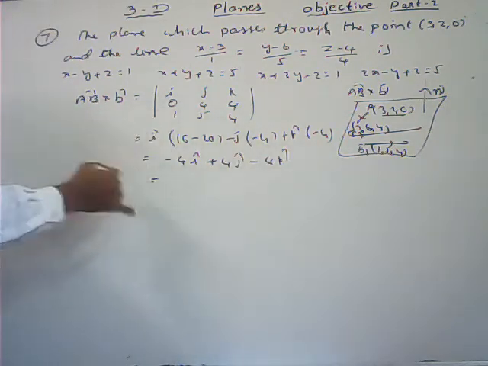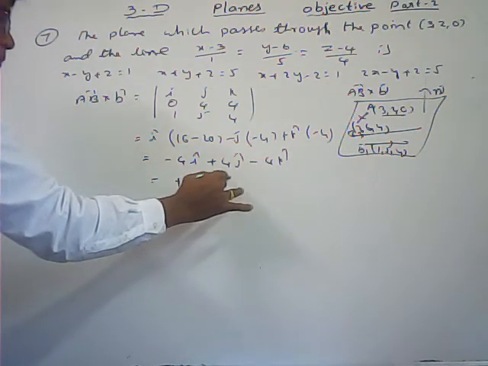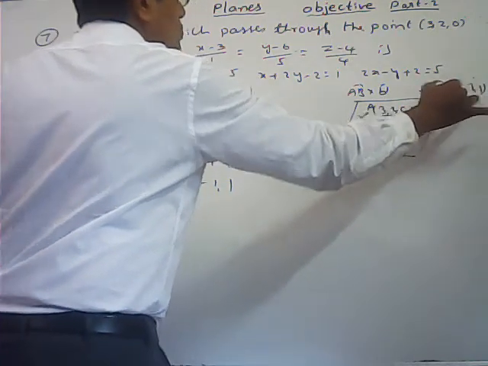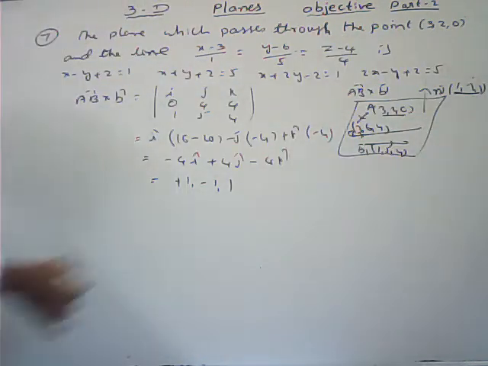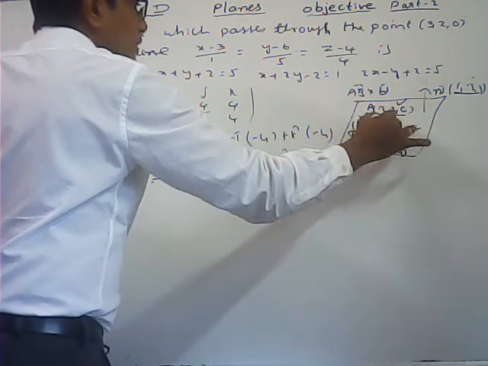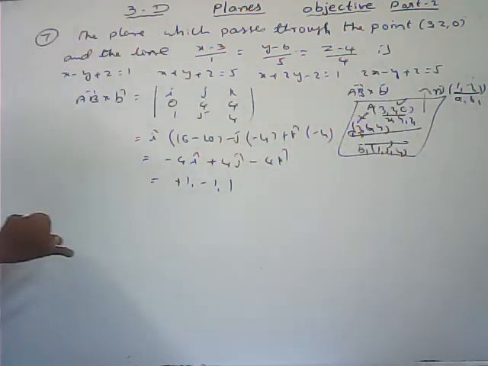So here what are the direction ratios of this one? Plus 1, minus 1, plus 1. Those are the normal direction ratios of the plane only. And passing through, you can take any point. If it passes through the point x1, y1, z1 and the normal direction ratios are A, B, C, then what is the equation of the plane?